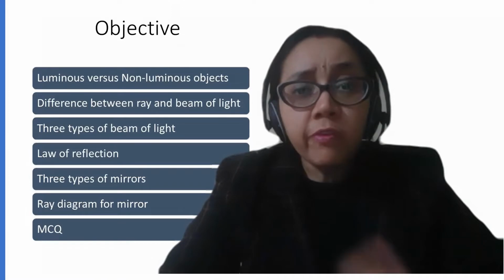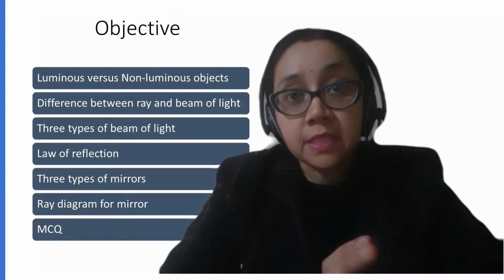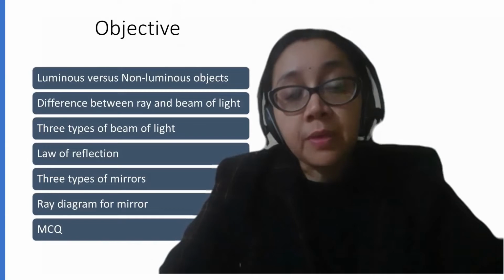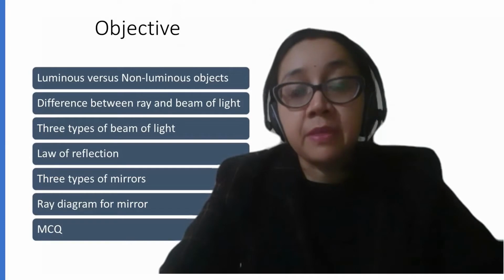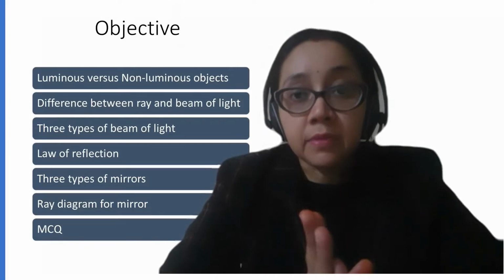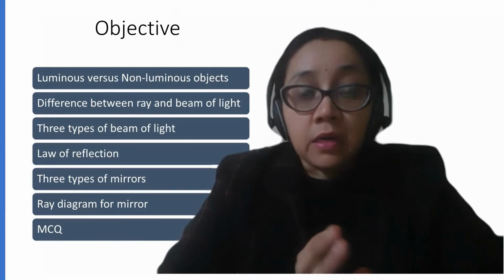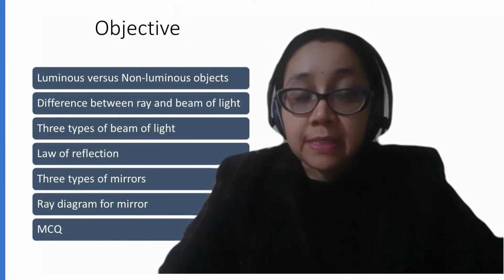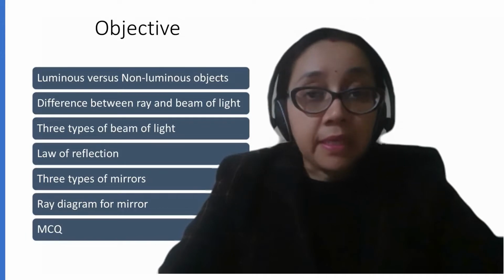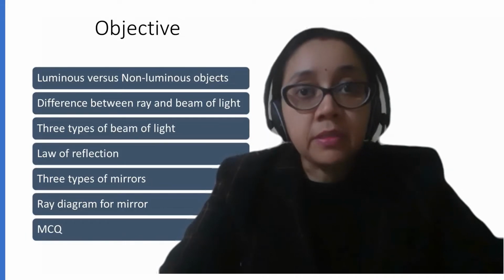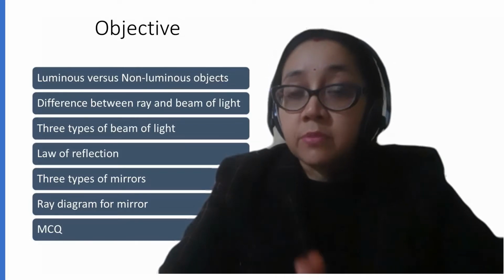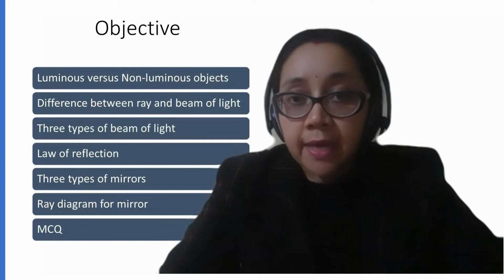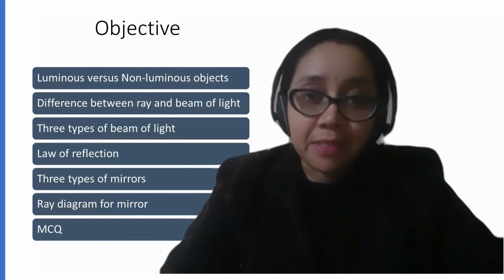So coming to the objective for today's lesson, we'll be covering what luminous objects are versus what non-luminous objects are. We'll also be covering the difference between a ray and a beam of light. We'll be covering various types of beams of light, like parallel, converging, and diverging. We'll also be revising the basic concepts of the laws of reflection. We'll be seeing the ray diagram for the 3 types of mirror, like the converging and diverging, convex and concave mirror. We'll also be solving some numericals based on the ray diagram, some conceptual questions and MCQ questions.